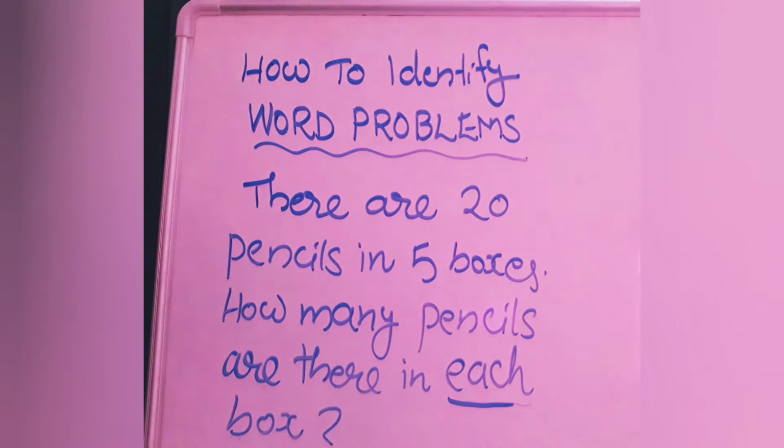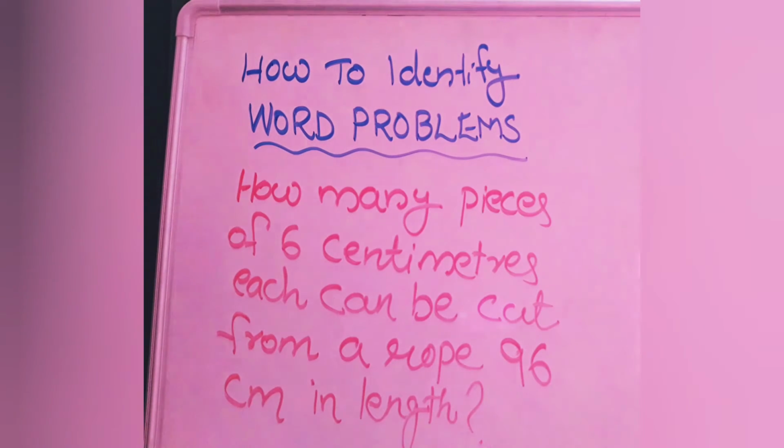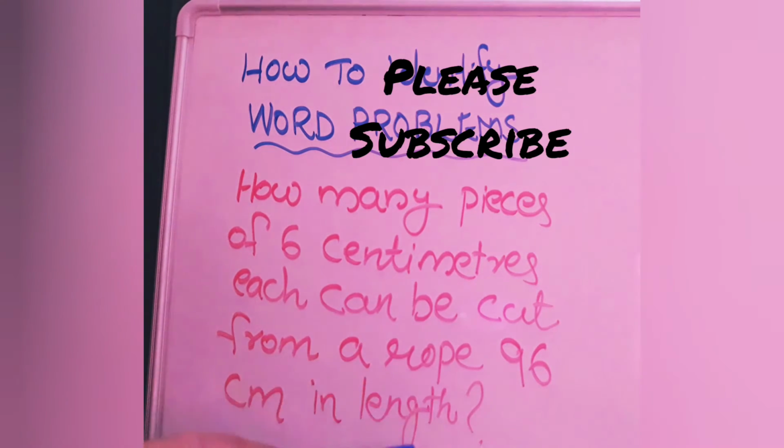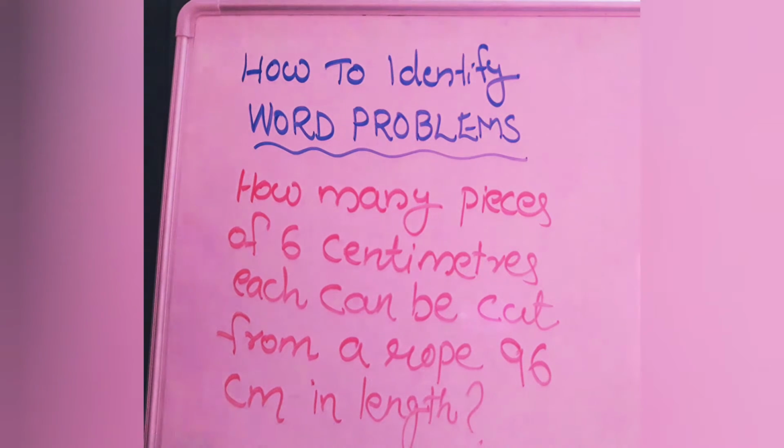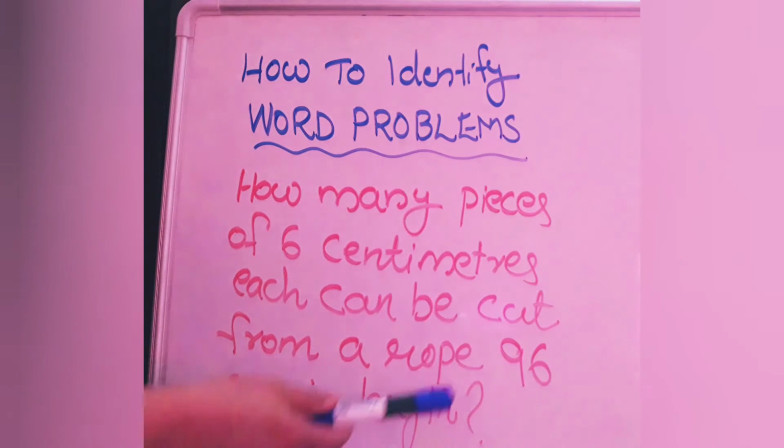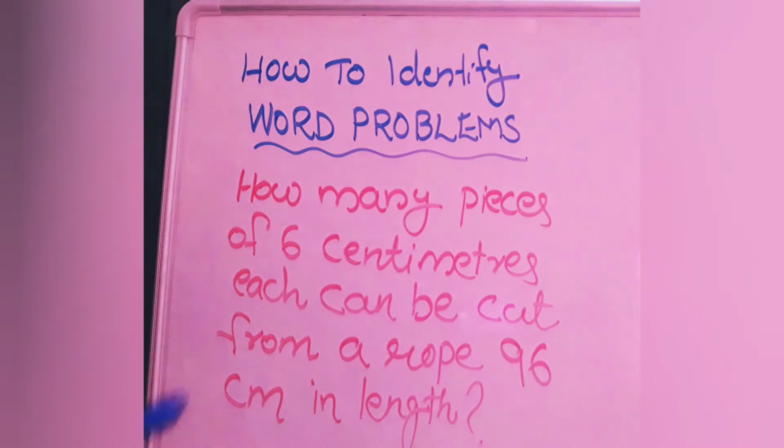Now let's do some tricky questions also. See this question. How many pieces of 6 centimeters each can be cut from a rope of 96 centimeters in length? Here each is there. But I told you, at last each is there means you have to divide. So suddenly you may think each is there, we have to divide. Division is the only way here. But you have to think here, how many pieces. How many pieces? So when a question like this comes, we also have to do division.